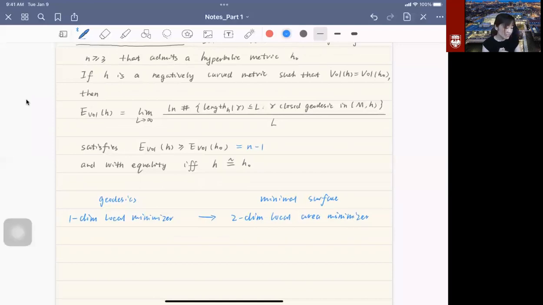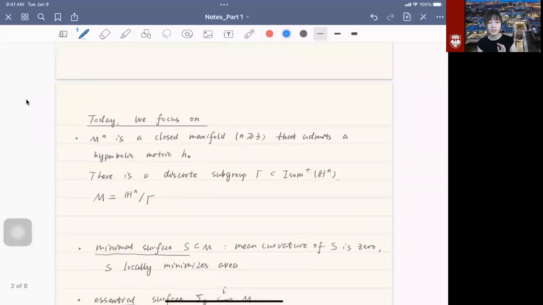Okay, and in the previous result, they discussed the comparison result related to the volume entropy of h by counting geodesics. So here I was wondering if there's some other entropy to count the number of minimal surfaces in M. So that's why the authors define the minimal surface entropy.